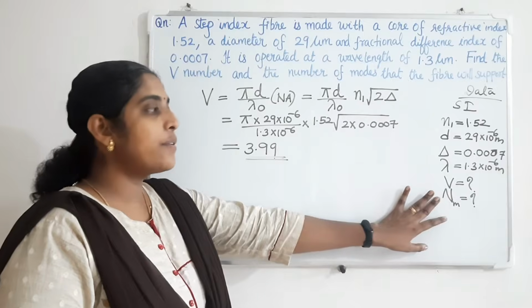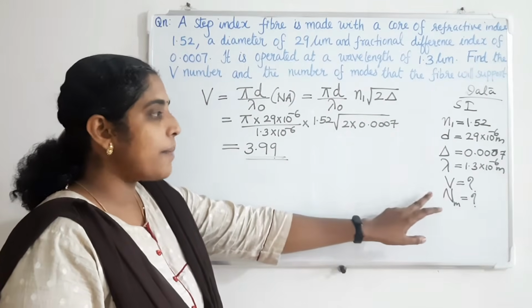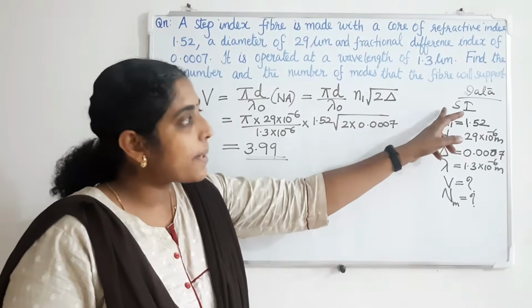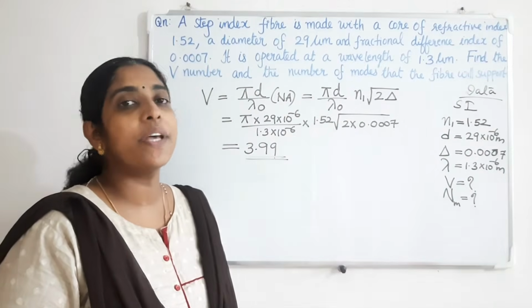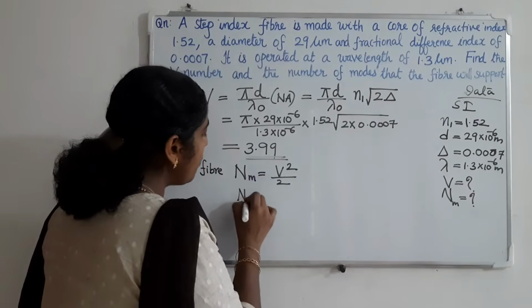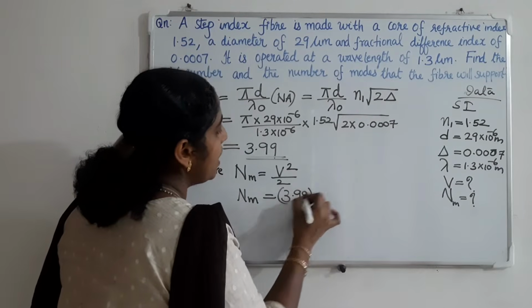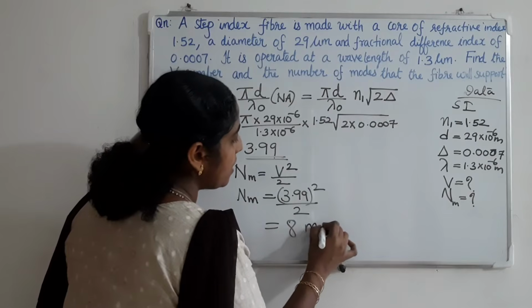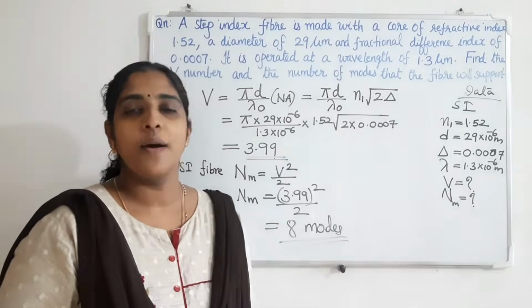Next, we want to find out the number of modes that fiber can support. So the number of modes can be found out from the V number. For a step index fiber, the number of modes possible is V square by 2. That is, the number of modes is equal to V is 3.99 square divided by 2, that is equal to 8. So for the given optical fiber, 8 modes of propagation are possible.